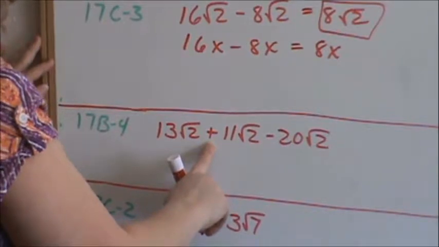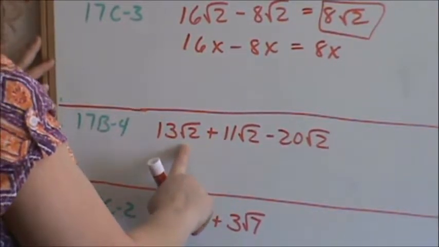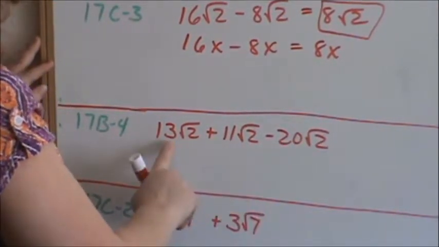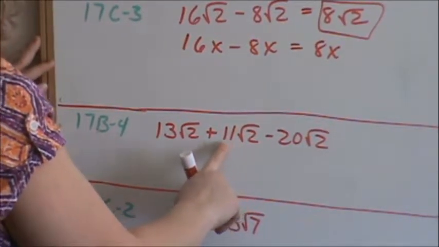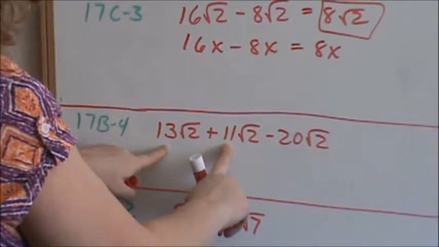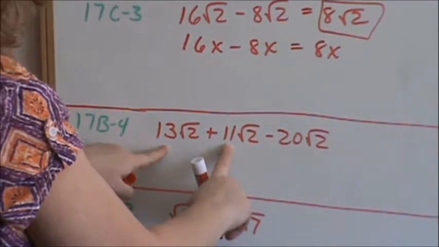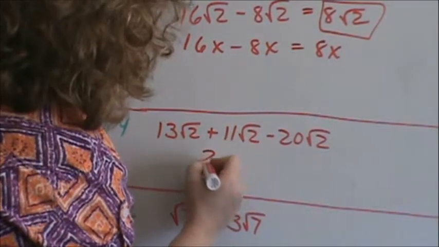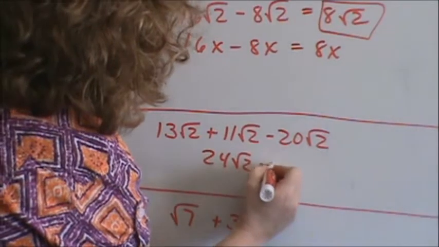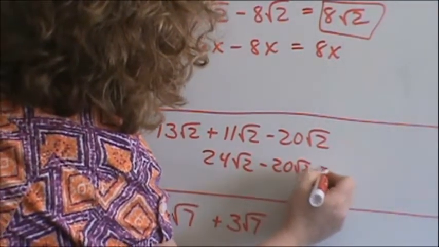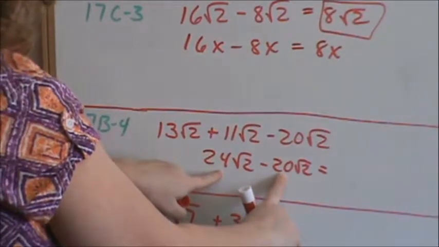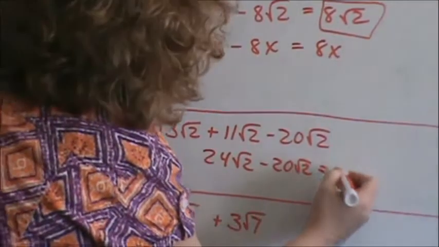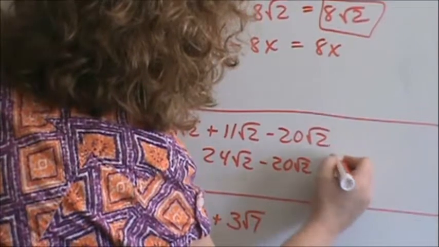PEMDAS says when you're adding and subtracting, you do everything from left to right. So we do 13 square root of 2 plus 11 square root of 2, adding the coefficients, 13 plus 11, 24. So that would be 24 square root of 2 minus 20 square root of 2. Subtracting your coefficients, 24 minus 20 will be 4 square root of 2.